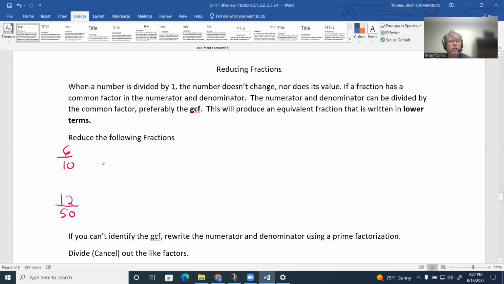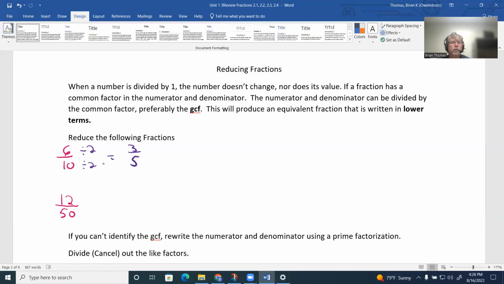So if I look at the 6/10, I can try to reduce this by dividing by what we call the greatest common factor. So what factor do they have in common between a 6 and a 10? The only factor that I can see is actually a 2. So what we're going to do is divide the numerator and denominator by the GCF, which I think is 2. So 2 goes to 6 3 times, 2 goes to 10 5 times. And here I don't see a common factor except for 1. And if you divide by 1, it doesn't do anything.